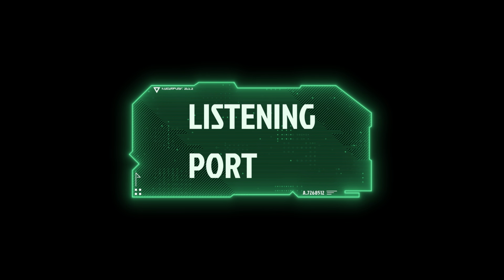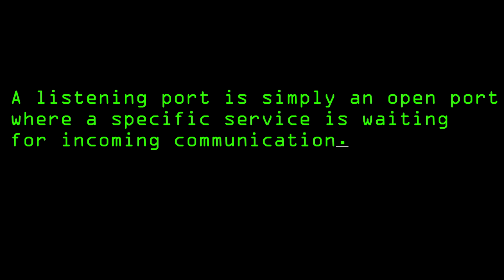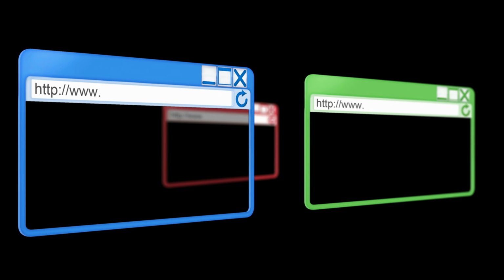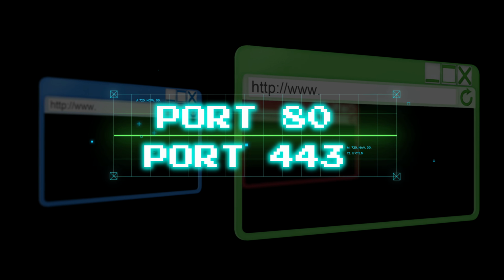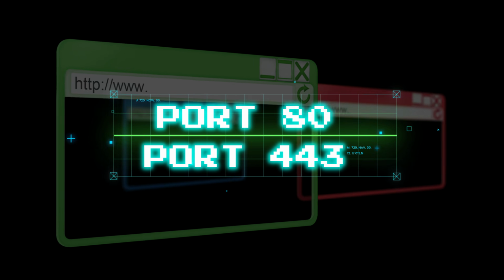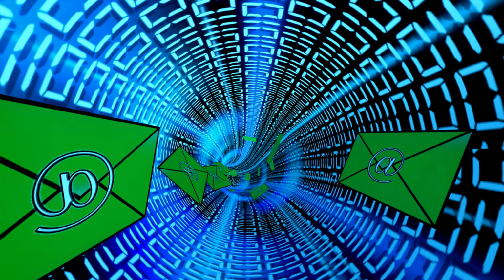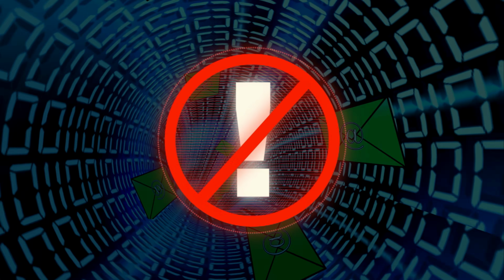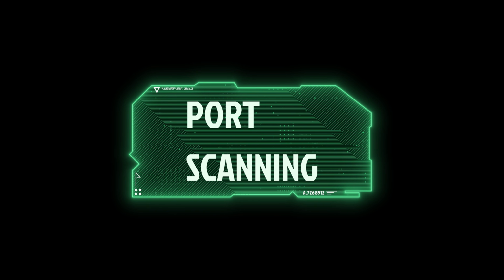Closely related to this is a listening port. A listening port is simply an open port where a specific service is waiting for incoming communication. For example, a web server listens on ports 80 and 443 for incoming web requests. On the other hand, a closed port is a port where no service is running. If a request is sent to a closed port, the system will reject it because nothing is listening on that port.